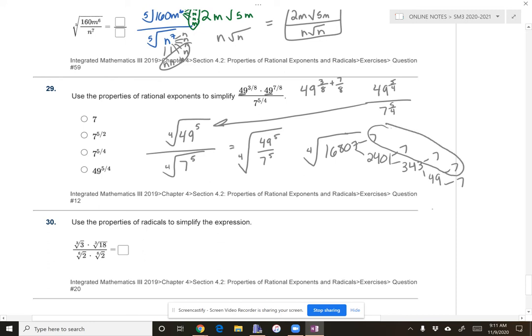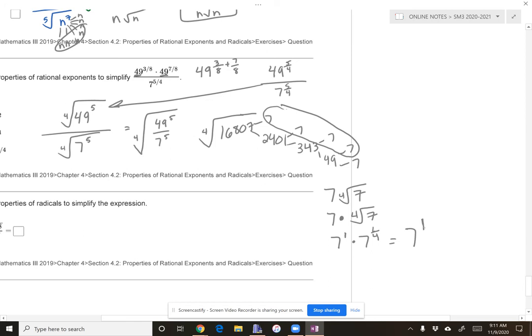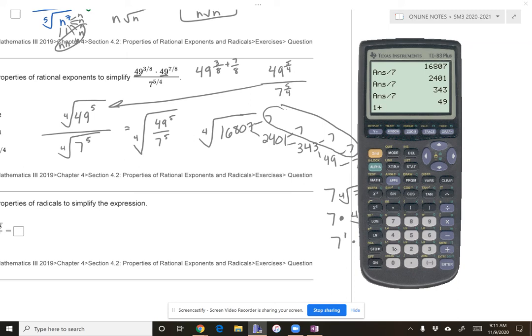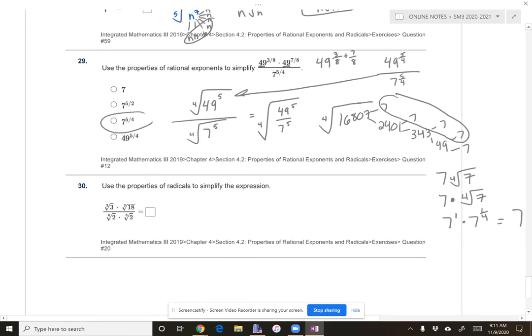Oh, no. I can take out 1 7, but then I have 1 left on the inside. And if you look, none of your answer choices are like that. But if you remember, this is 7 times the 4th root of 7, or 7 to the 1st power times 7 to the 1/4 power, which is 7 to the 1 plus 1/4, because I add my exponents. And if I make that a fraction, that's 7 to the 5/4, which is this one.